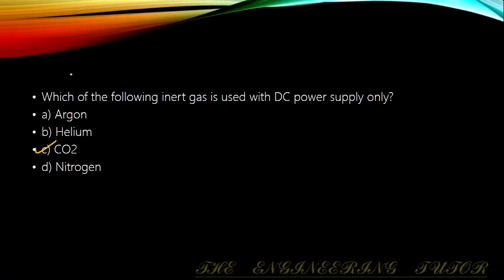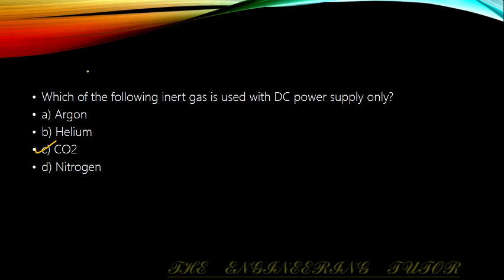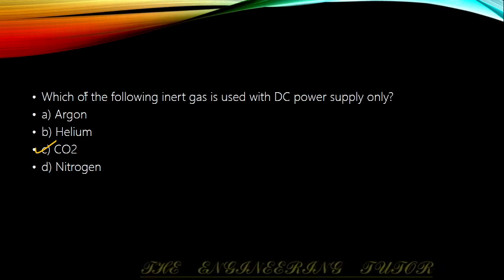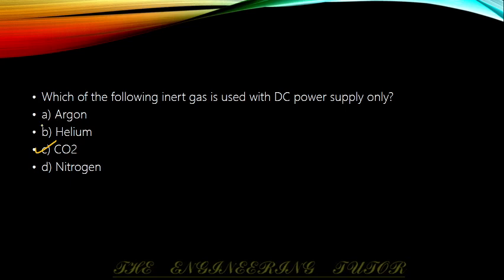And we have to add one more point. CO2 is used only in DC power supply. It cannot be used in AC power supply. Argon and helium can be used in the AC power supply.